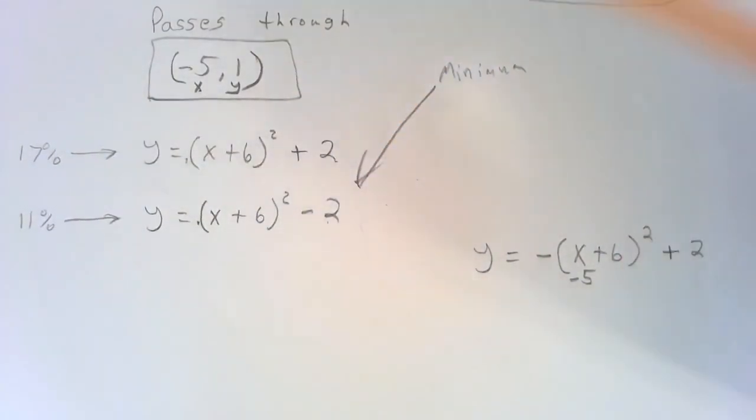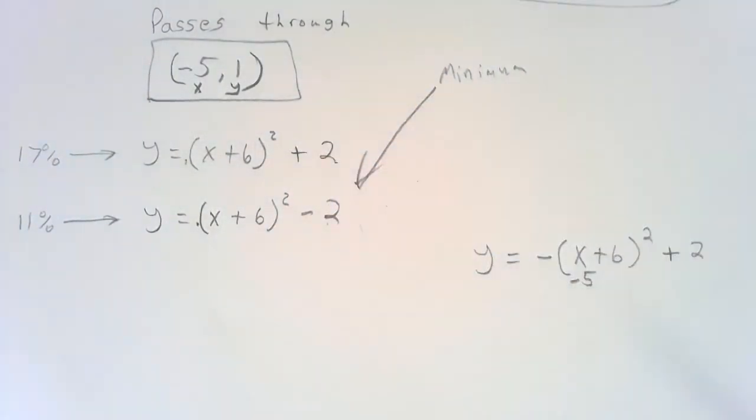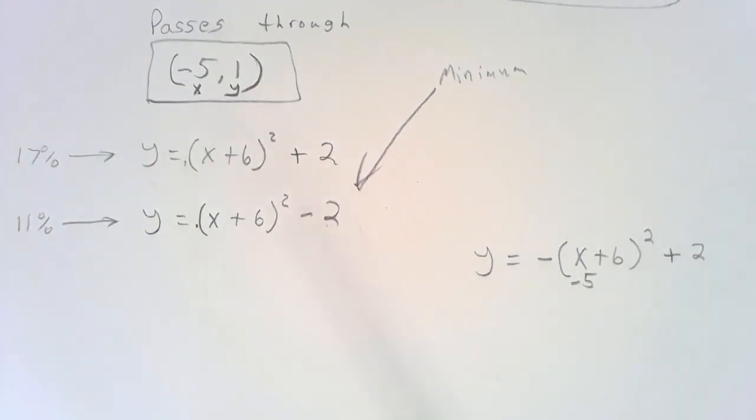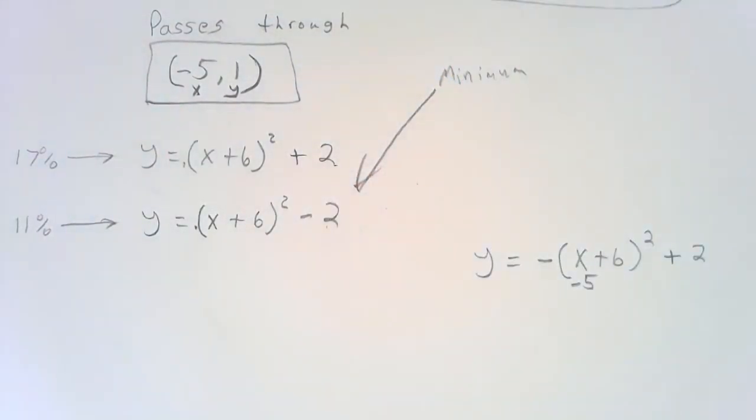So if you were to try plugging in -5 for x on these 2, I'm not like 100% sure, but I'm pretty sure that you won't get back +1.